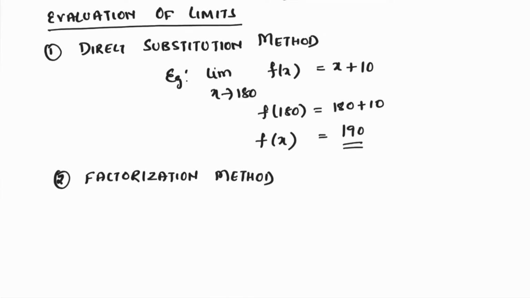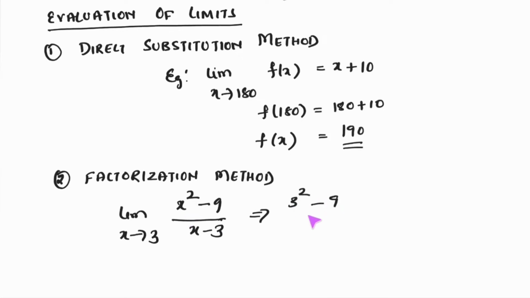In the factorization method, say for example, you have an expression like this: limit x tending to 3 of (x square minus 9) by (x minus 3). If I apply substitution, say I substitute x as 3, I will get (3 square minus 9) by (3 minus 3). This will become (9 minus 9) by 0, which is 0 by 0. This is not acceptable because 0 by 0 in mathematics is indeterminate. We cannot have a value like this.